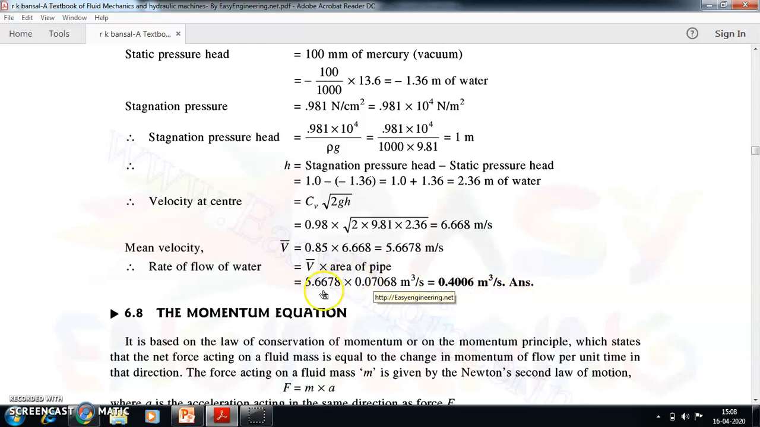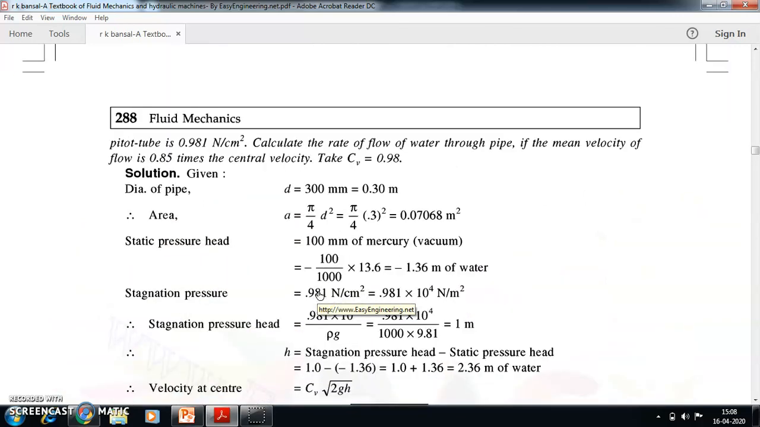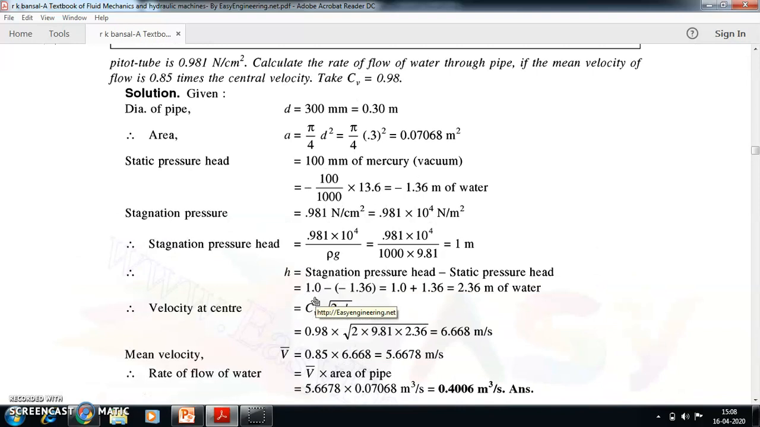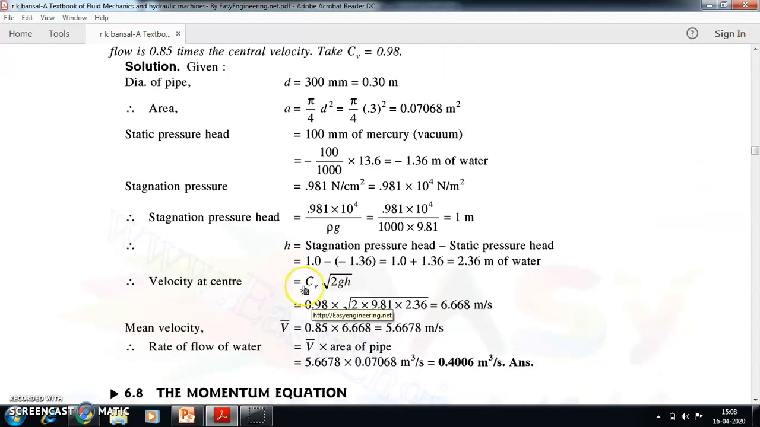So these are some of the four or five problems that are easy for you to solve and easy to remember. Please go through this particular video. We are almost ending module 3, the Bernoulli equation parts. Only notches and weirs are left in this syllabus.